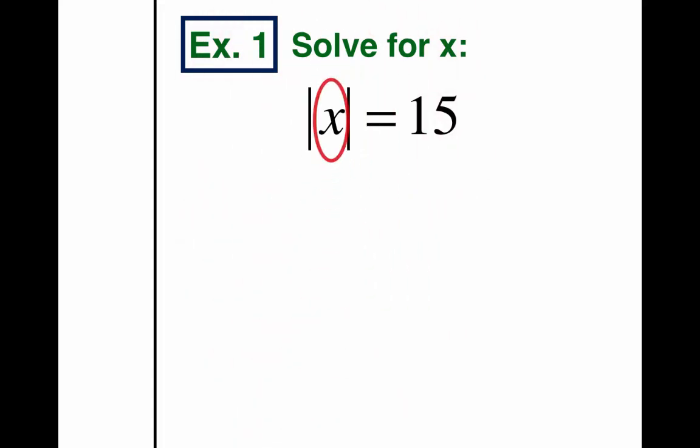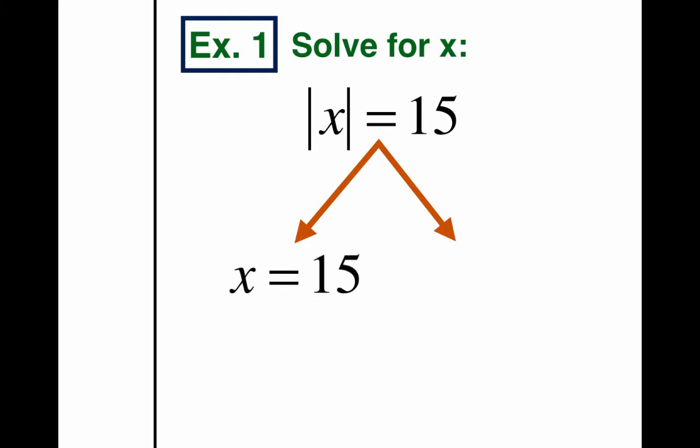Let's think about it. Well, x is inside the absolute value. So what could it be? Well, inside it could be a 15 because the absolute value of 15 is 15. Or what else could it be? It could be a -15. There are two possible answers. So when we show our work for these problems, what we do is we split it and say, hey, there's two possible answers. It either equals 15 or it equals -15.